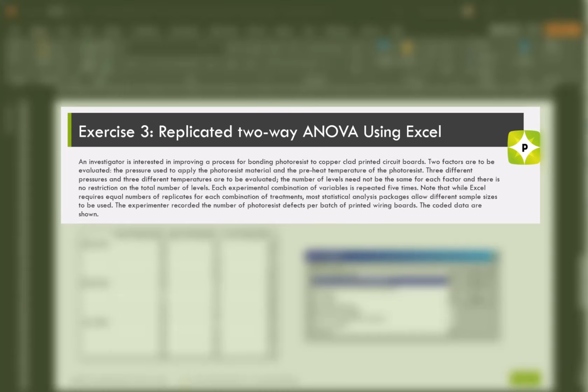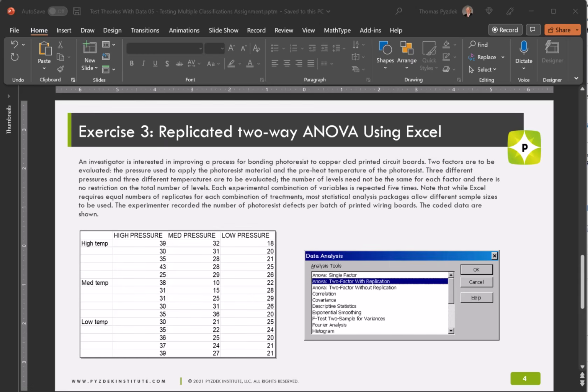Note that while Excel requires equal numbers of replicates for each combination of treatments, most statistical packages allow different sample sizes to be used. In our case, we're going with an equal number of replicates per treatment. The experimenter recorded the number of photoresist defects per batch of printed wiring boards, and the coded data are shown.